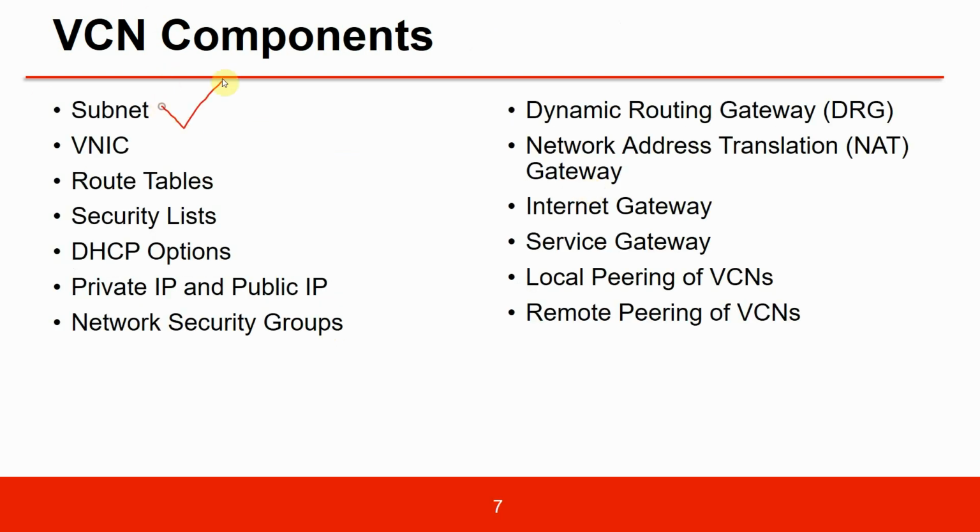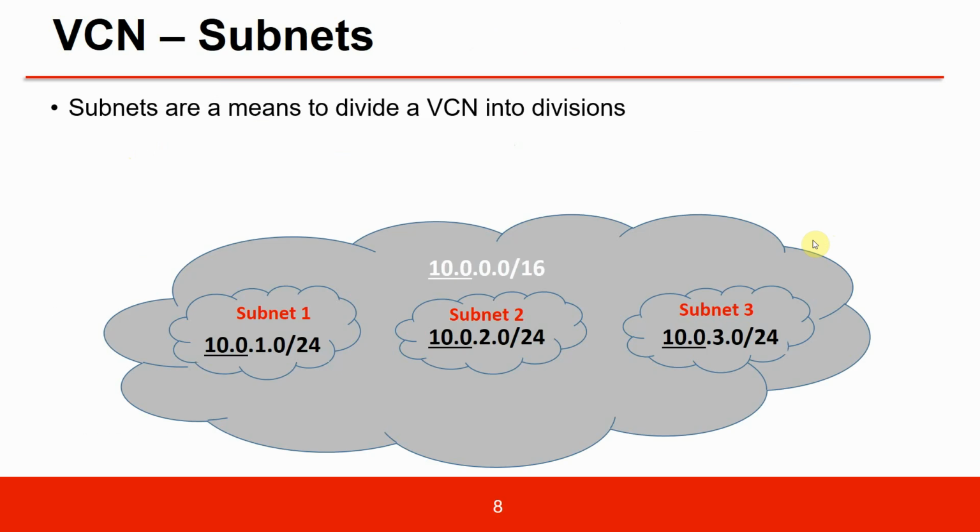VCN components are subnet, virtual network interface cards, route tables, security list, DHCP options, private IP and public IP, network security groups, dynamic routing gateways, NAT gateways, internet gateways, service gateways, local peering of VCNs, and remote peering of VCNs. Subnet. We created one VCN with one subnet without explaining the concept of subnet in detail. Let's understand that now.